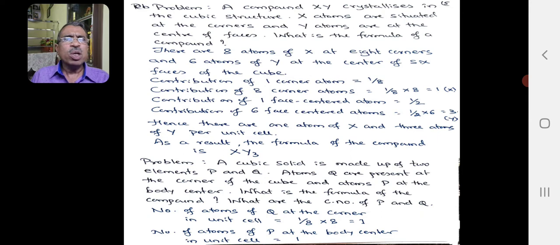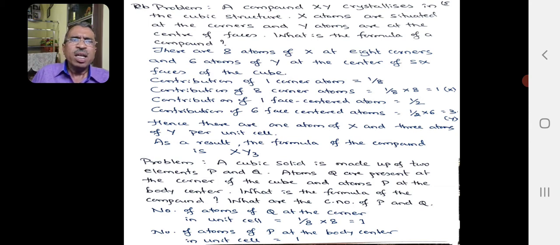Similarly, the contribution of one face-centered atom is equal to half. Therefore, the contribution of 6 face-centered atoms is 1 by 2 into 6, which is equal to 3. So, there are 3 Y atoms in that unit cell. Hence, the formula of the compound is XY3. This is how the formula of the compound is solved.